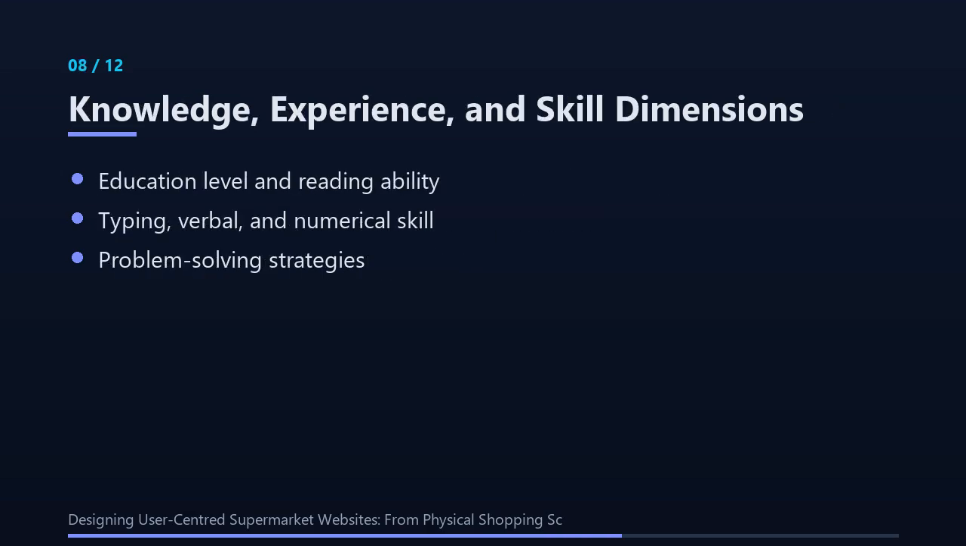One major axis of the audience profile concerns the user's knowledge and skill set. Education level influences how much jargon a user can handle, while reading ability determines the appropriate text density. Skill dimensions such as typing speed, verbal communication, and numerical competence affect how users interact with forms, filters, and price comparisons. Moreover, each user may employ distinct problem-solving strategies. Some prefer systematic browsing, others rely on search. Recognizing these variations helps designers decide whether to provide detailed product descriptions, simplified navigation, or advanced filtering tools.